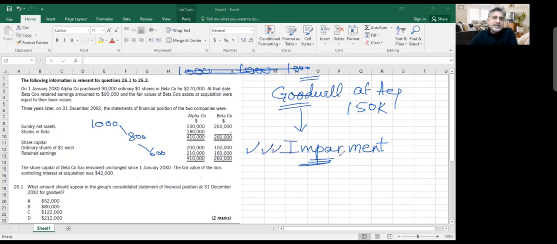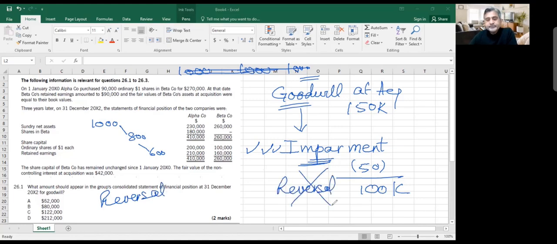And in case there is an impairment, then you subtract that impairment and you say, now the goodwill is only 100K. And here there is one more issue. If you remember, there was a concept of reversal of impairment we studied. Reversal of impairment applies to other assets. In case of goodwill, reversal of impairment is not allowed.